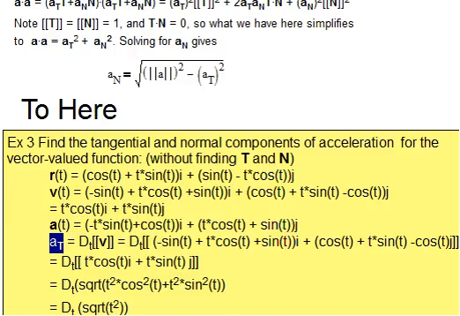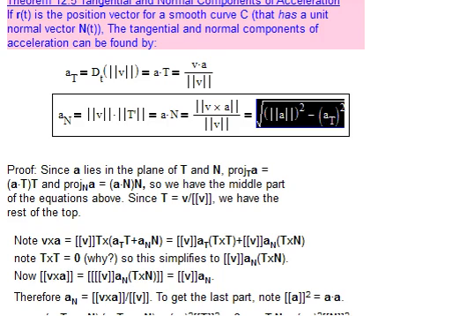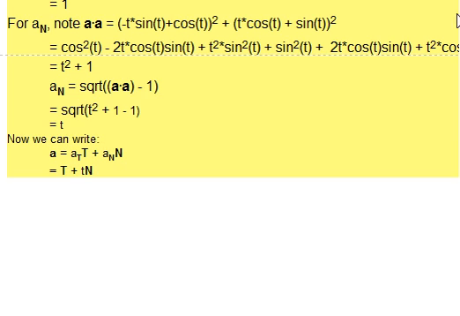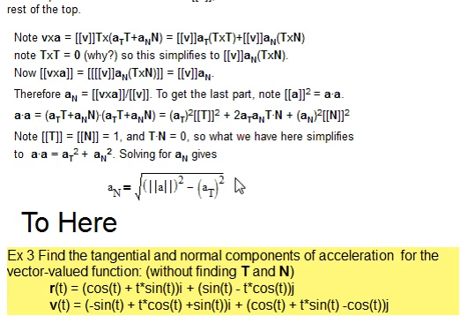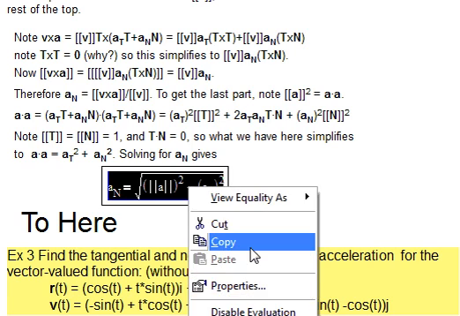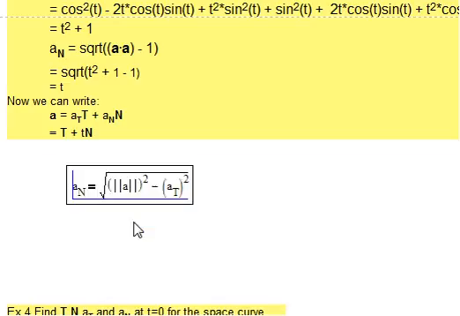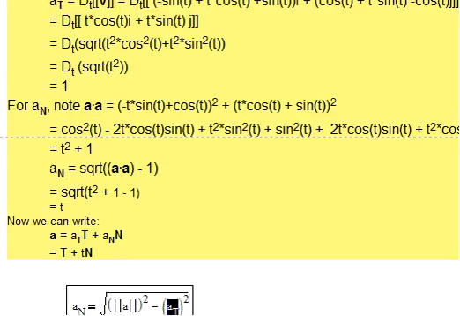And for the a_N, we're going to look back to find the normal component, and so that means we need, here I'll bring this down. So what we need is the length of A squared minus 1, right? Because we already found that part. Sorry, the square of the length of A minus 1.